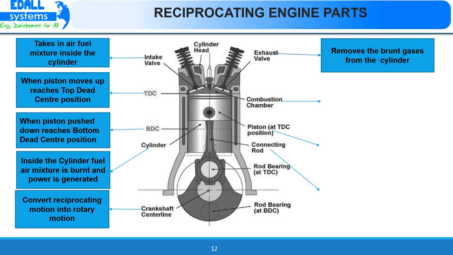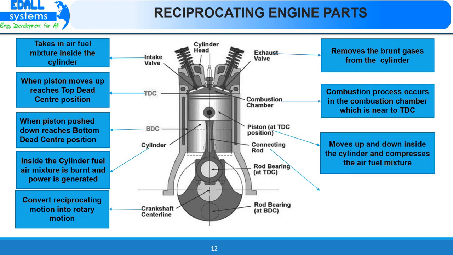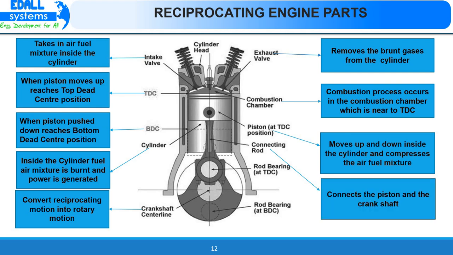Exhaust valve, as the name suggests, it removes the burned gases from the cylinder. Combustion chamber, its function is combustion process occurs in this combustion chamber which is near the top dead center of the cylinder. Piston, it moves up and down inside the cylinder or reciprocates inside the cylinder and compresses the air-fuel mixture. Connecting rod, it connects the piston and the crankshaft.